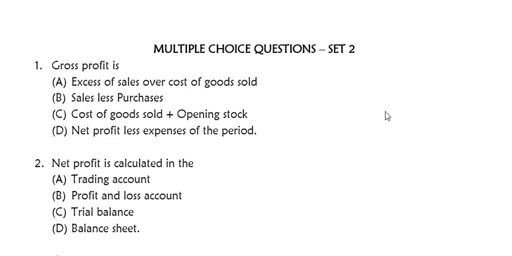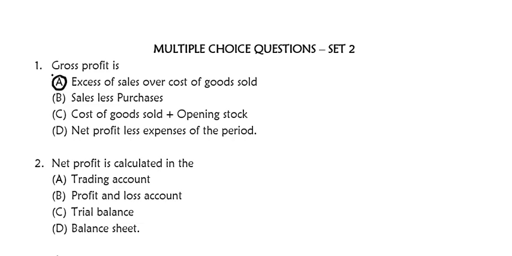Gross profit is the excess of sales over cost of goods sold. Sales less purchases, cost of goods sold plus opening stock, net profit less expenses of the period. Gross profit is the excess of sales over cost of goods sold.